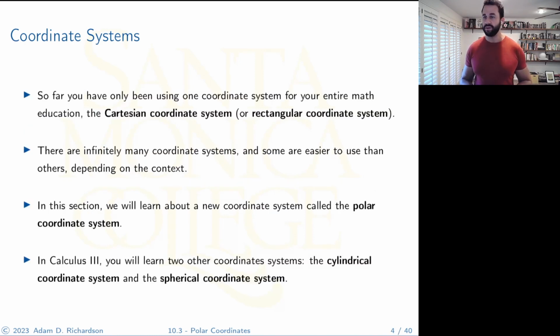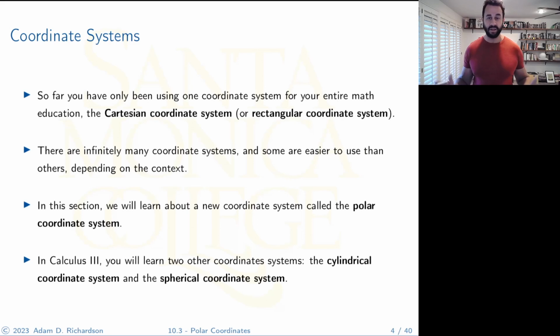You've only been using one coordinate system for probably your entire math education, and it's called the Cartesian coordinate system or the rectangular coordinate system. And it's called the rectangular coordinate system because your coordinates have a rectangular relationship. When you think about the xy plane, x and y are perpendicular in the sense that they form an orthogonal relationship. So they're at right angles to each other. So rectangular. Also, the box that's formed when you want to locate a point is a rectangle using this system.